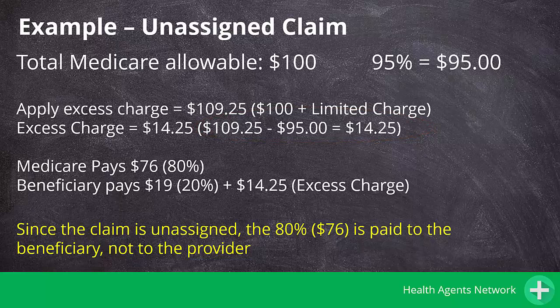Now, Medicare will continue to pay the 80% of the $95, or $76. The beneficiary or the supplement company will pay $19, or the 20%, plus the $14.25, depending on if the beneficiary has coverage for that or not. Now, the complex part is since the claim is unassigned, the 80%, or the $76 that Medicare pays, is paid directly to the beneficiary, not the provider. So the provider has to generate a bill to the beneficiary for the $76 and say, please pay us the $76 that you were paid by Medicare.